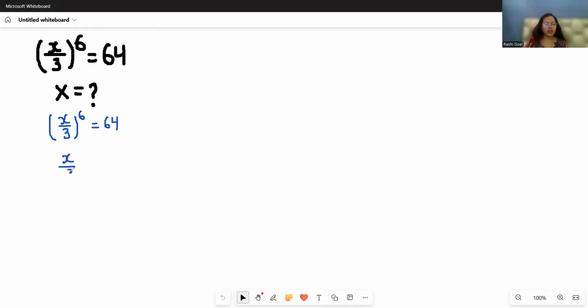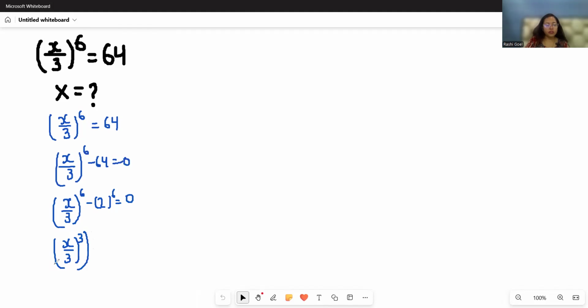So we can write (x/3)^6 - 64 = 0, and 64 I can write as 2^6, equals 0. Now this (x/3)^6 I can write as ((x/3)^3)^2, and this as (2^3)^2 equals 0. Now I am going to use the identity a^2 - b^2 = (a + b)(a - b).